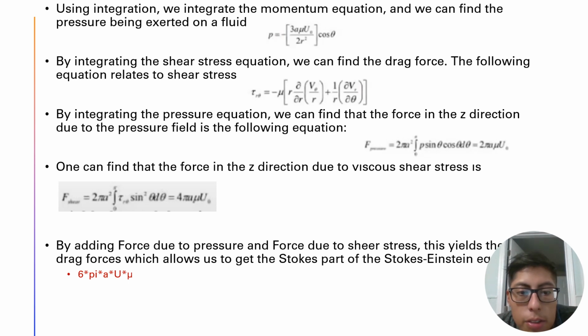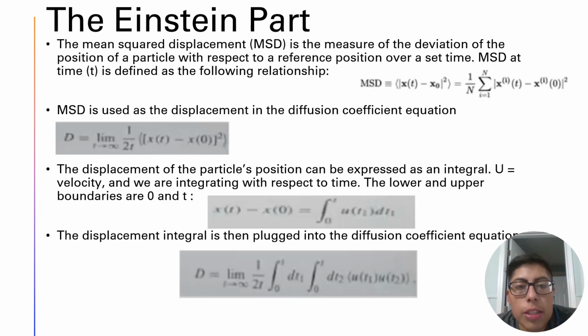By adding the force due to pressure and the force due to shear stress, this yields the total drag force, which allows us to get the Stokes part of the Stokes-Einstein equation, which is equal to 6 times pi times a times U times mu. Now we go to the Einstein part.